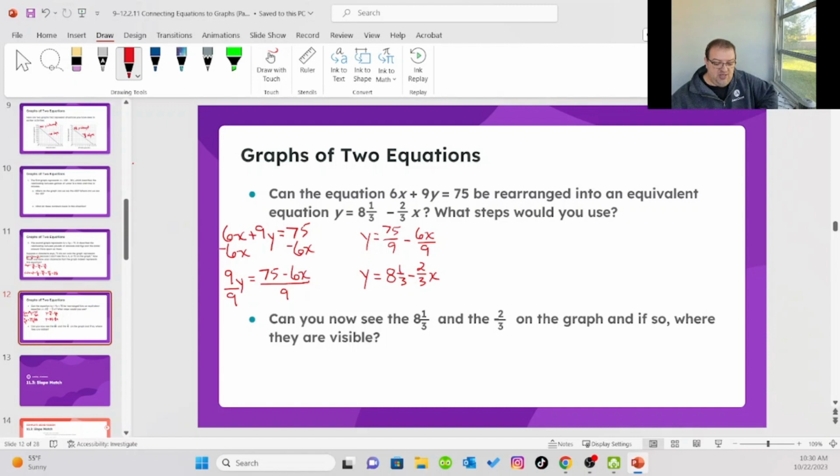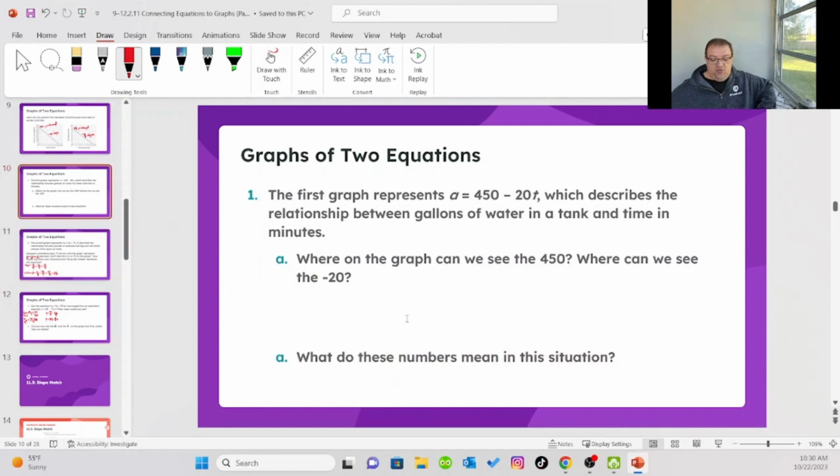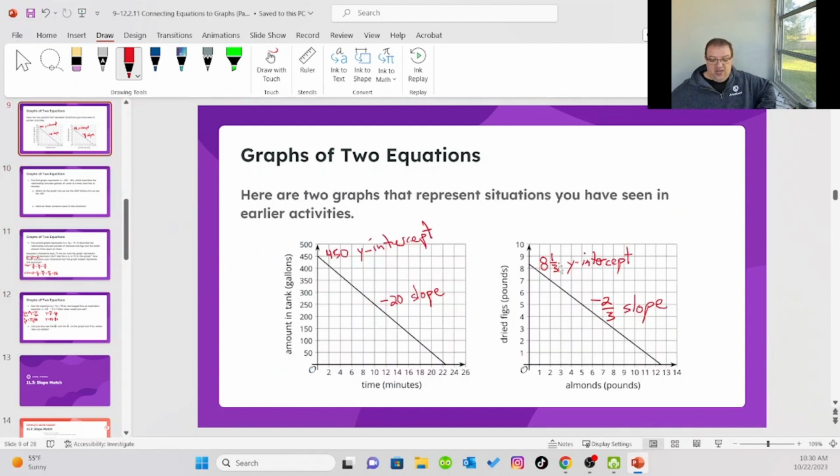Can you now see the 8 1/3 and the 2/3 on the graph? If so, where are they visible? We already showed the 8 1/3 refers to our y-intercept, and the negative 2/3 refers to our slope.